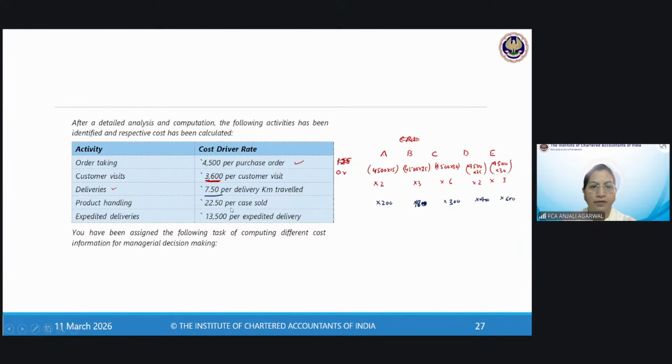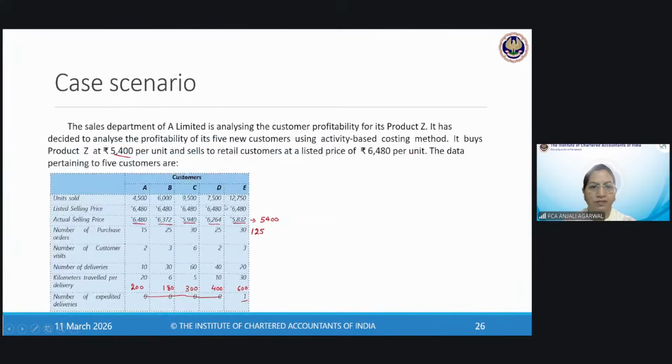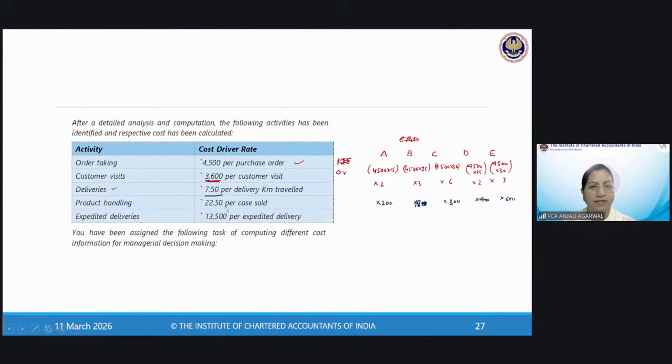Product handling, 22.50 per case sold. So how many number of cases have been sold? 4,500, 6,000, 9,500, 750, 500, and 12,750. So you will multiply this expense by this, and expedited delivery, that is only for E. So this expense will go only to E. So in this way, you will have allocated all the expenditures of overheads and you can take the total.